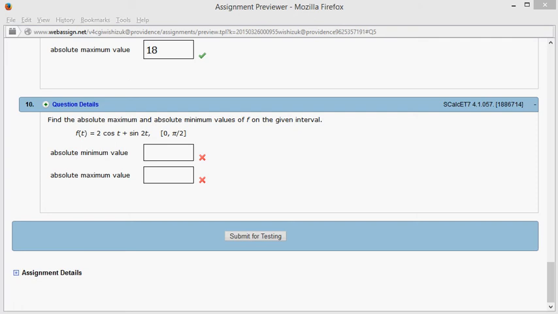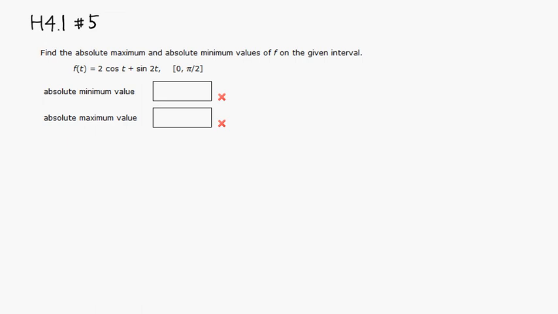Alright, let's look at homework 4.1, problem number 10. We want to find the absolute maximum and absolute minimum of this given function here. So let's take the derivative.